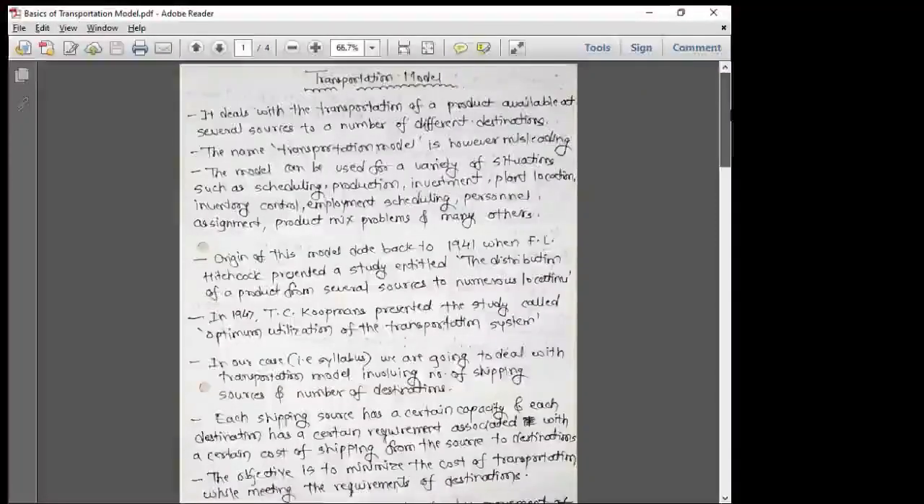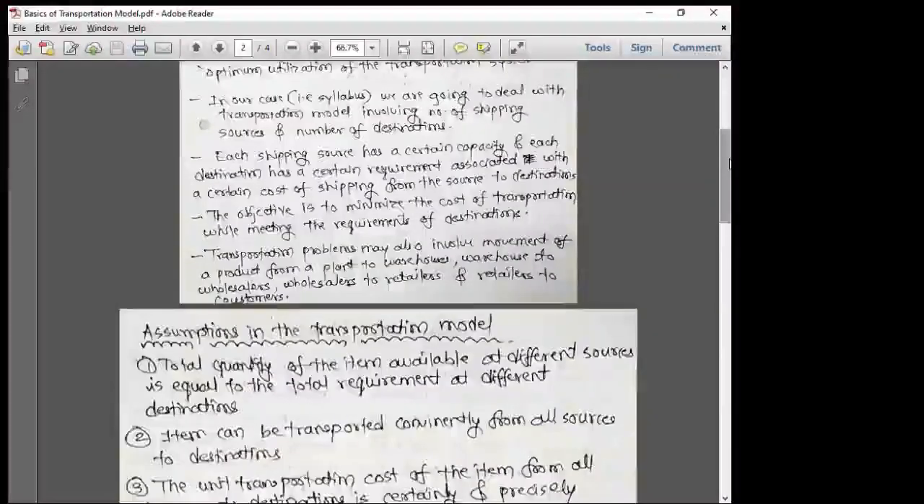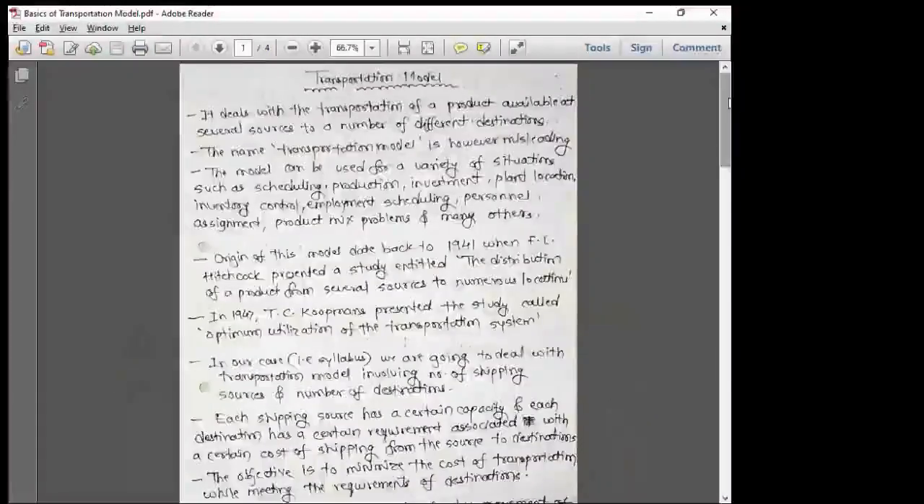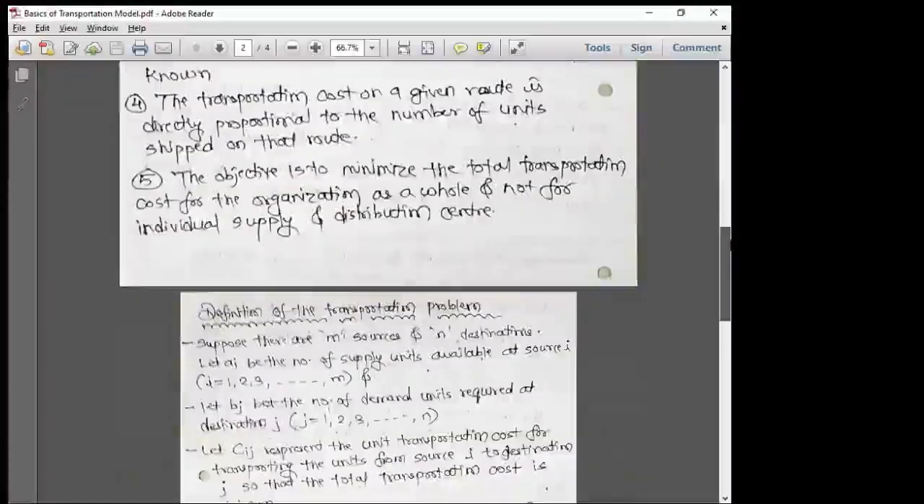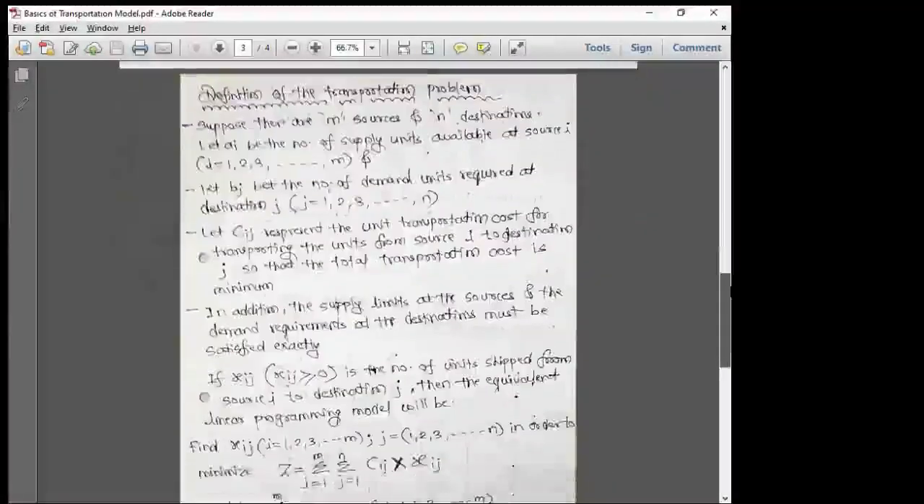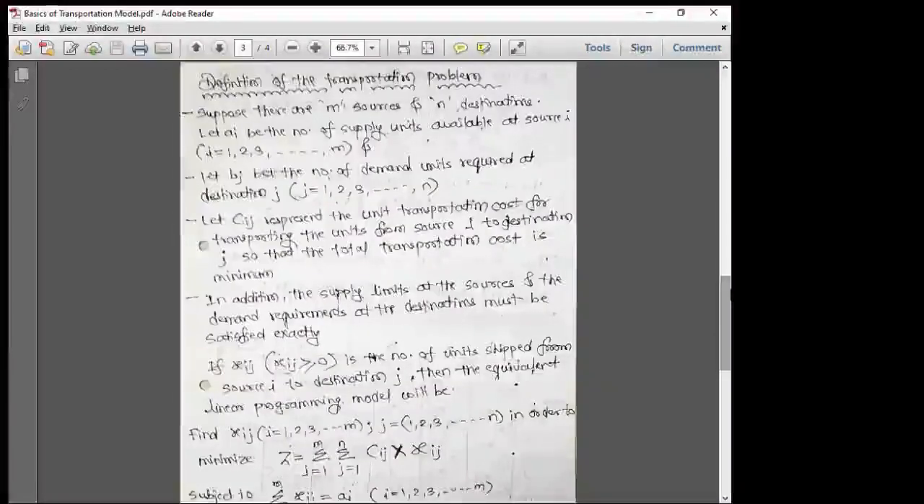So I think I have made my point and helped you understand the transportation model, right? Now let's define this problem. The definition of the transportation model is very easy to understand, provided you keep your attention here. So I want everyone's attention here. Let's define the transportation problem.